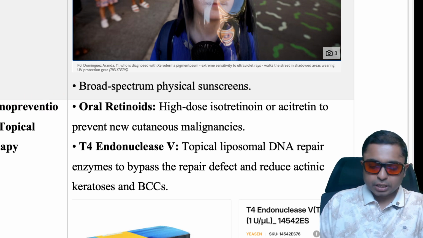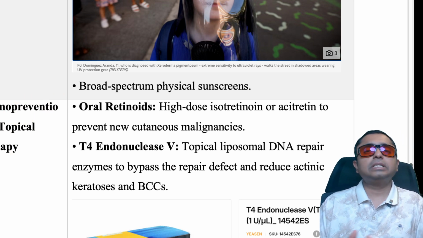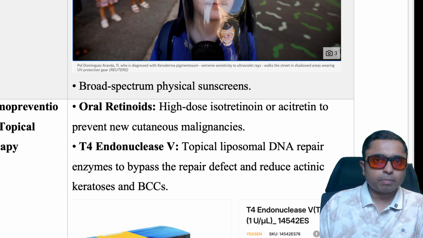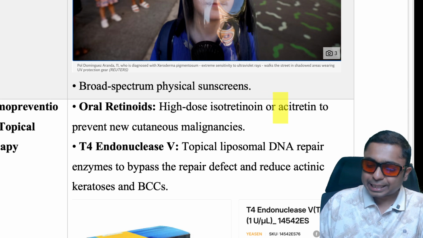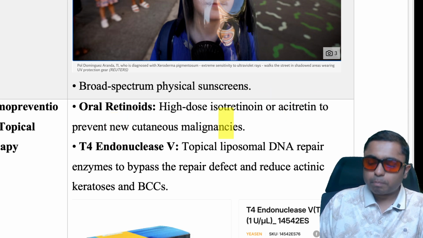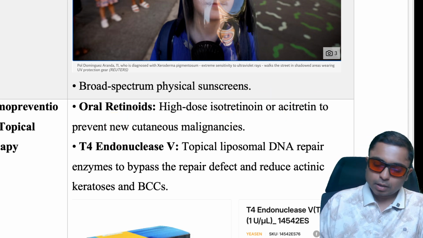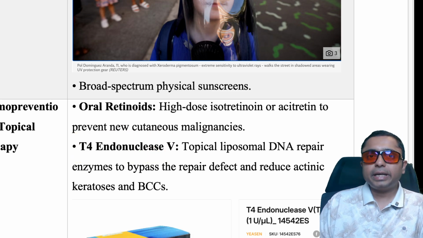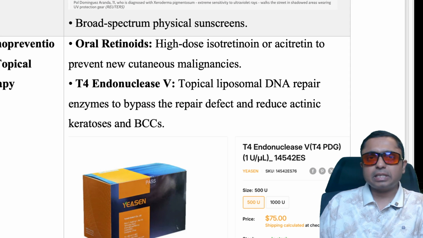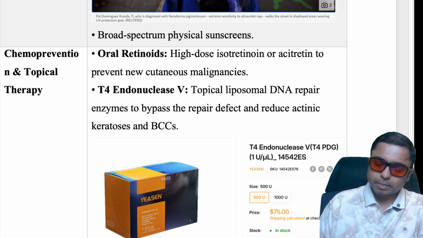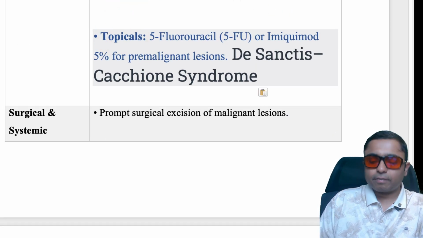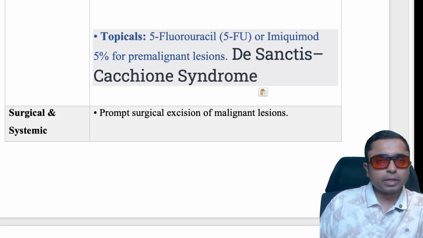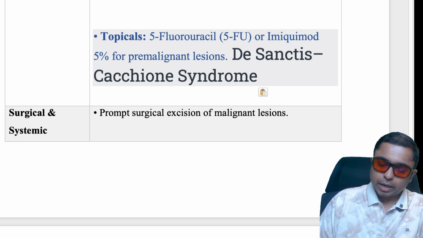Chemoprevention and topical therapy. Because these individuals have a high chance of developing malignancies of the skin, oral retinoids can be utilized, high dose isotretinoin or acitretin, to prevent the malignancies of the skin. And also there is topical T4 endonuclease 5, which is available in the US market but not in the Indian market. Apart from this, topicals like 5-fluorouracil and imiquimod can also be used, right?